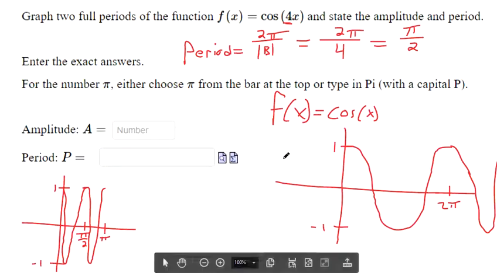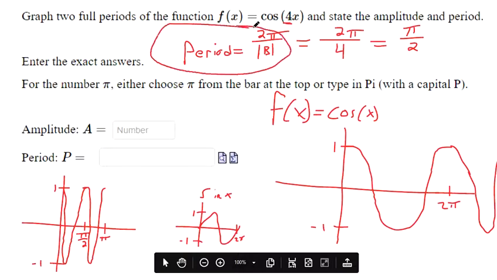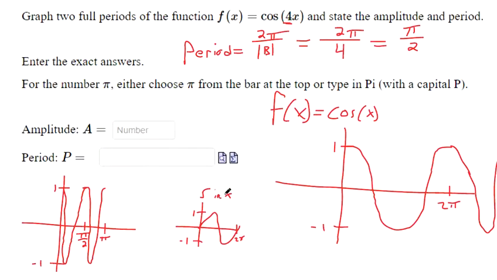If you have sine, just remember sine starts at the origin, sine of x. This graph starts at the origin, hits the peak, then goes down to the bottom, and then it repeats itself by the time you get to 2 pi. So you have to make the same type of calculation for the period if it's not just sine of x, if it's like sine of 2x.